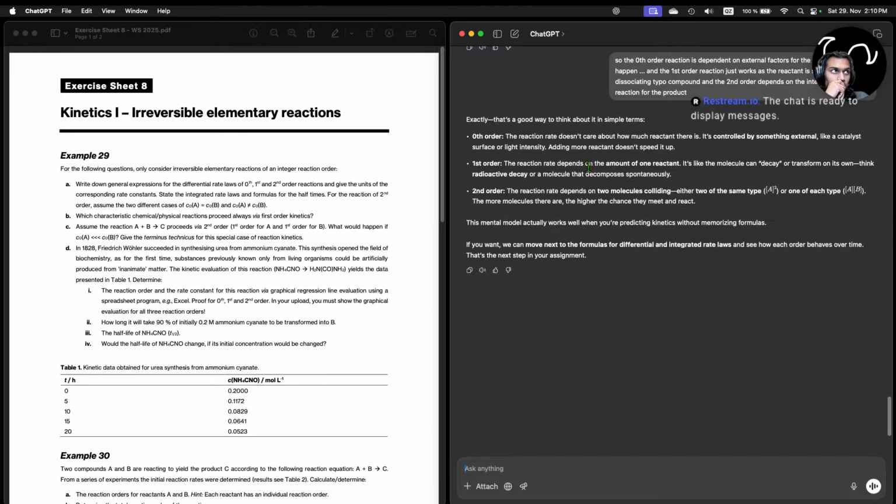First order: reaction rate depends on the amount of one reactant. It's like a molecule that decays or transforms on its own. Think radioactive decay, a molecule that decomposes spontaneously. Second order: reaction rate depends on two molecules colliding, either two of the same type or one of each type. The more molecules there are, the higher the chance they meet and react.